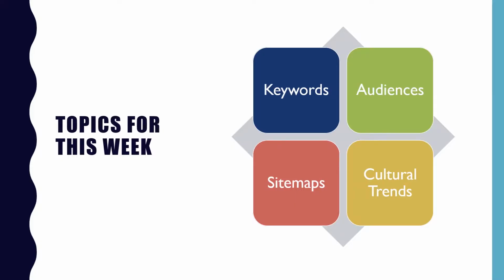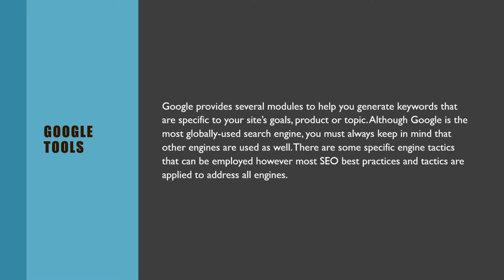Some topics for this week are going to be looking at keywords, looking at your target audience, creating sitemaps, and looking at cultural trends. Google provides several modules to help you generate keywords that are specific to your site's goals, product, or topic. Although Google is the most globally used search engine, you must always keep in mind that other engines are used as well. There are some specific engine tactics that can be employed. However, most SEO best practices and tactics are applied to address all engines.